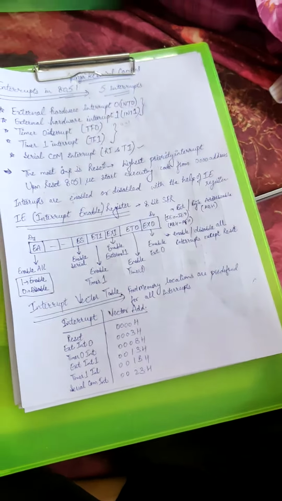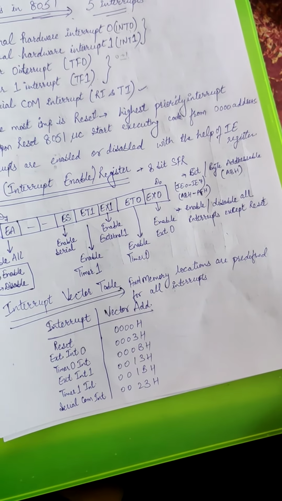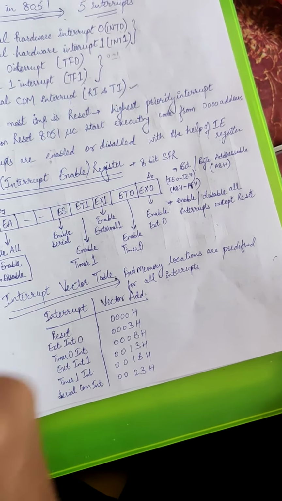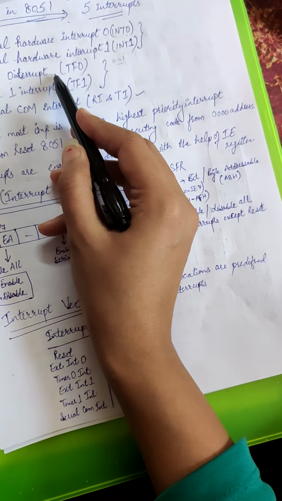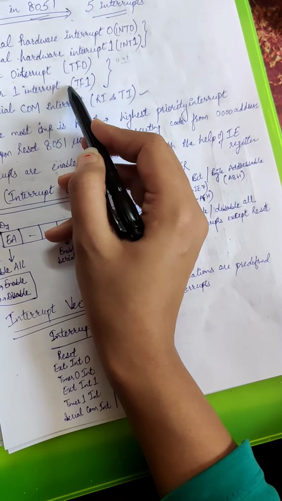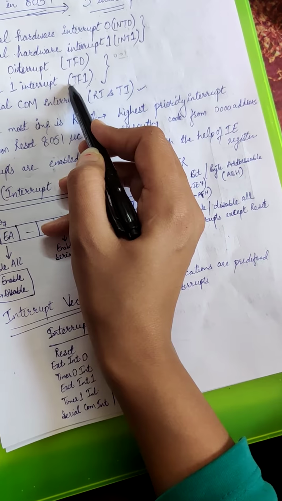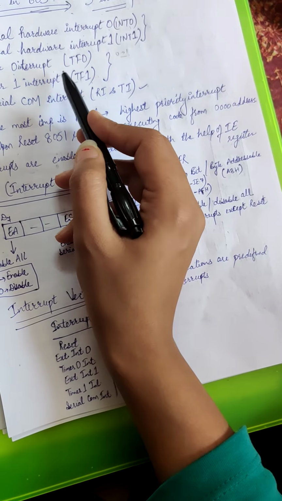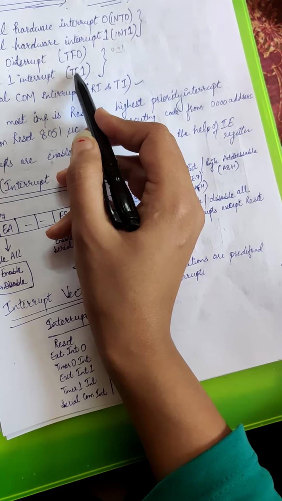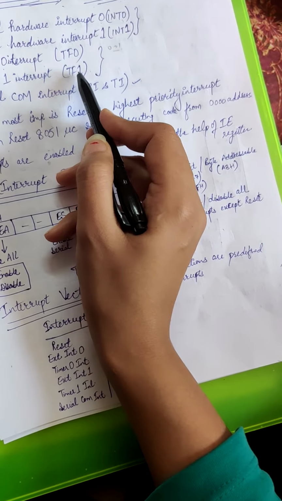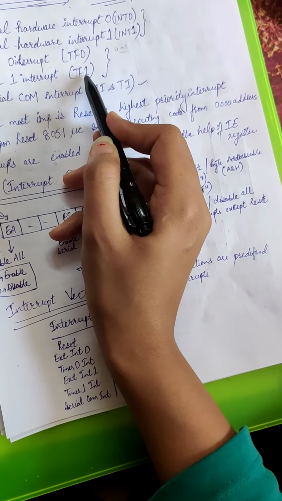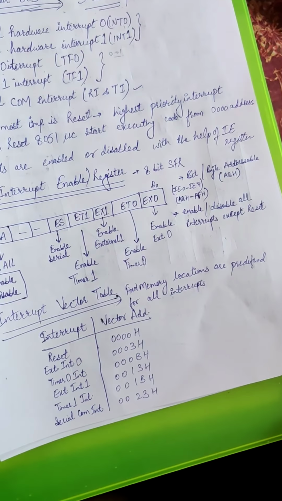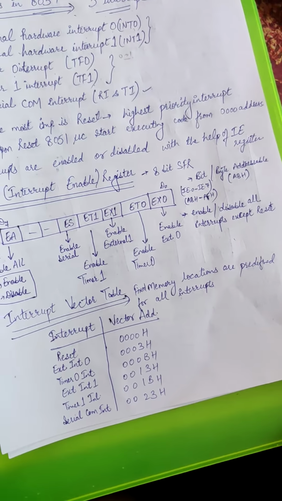Now the question is, what are these interrupts? Like these timer interrupts TF0, TF1, these are timer or counter overflow. When these are set to 1, that means the timer overflow flag is set to 1. Means when the timer overflows, these bits have to be set to 1.